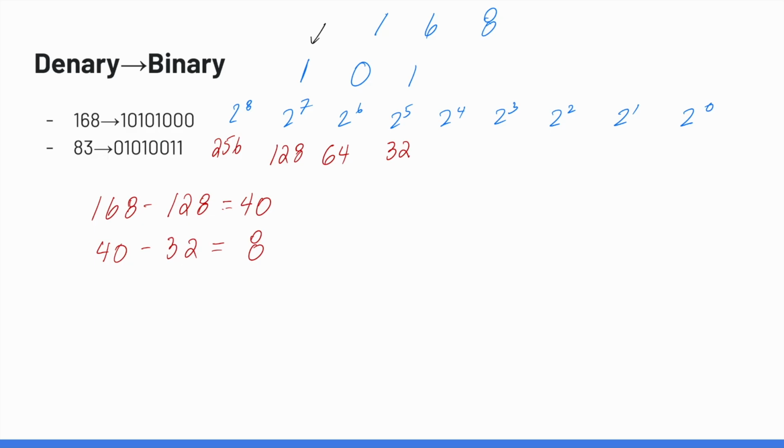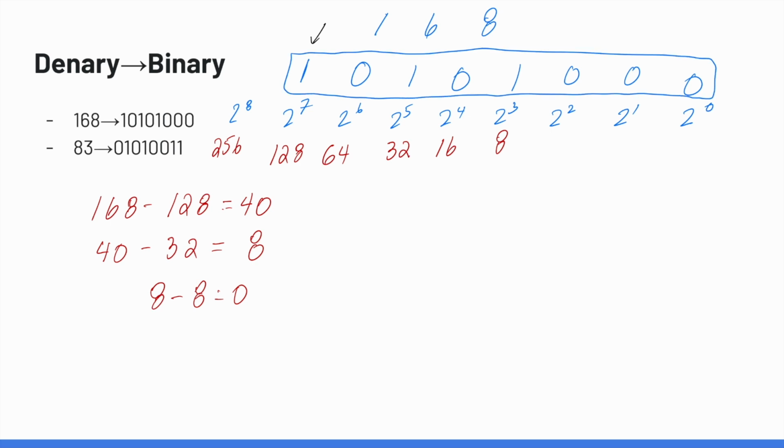So 2 to the 4th is 16, and 16 is too big for 8, so we can go ahead and put a 0 right there. 2 to the power of 3, however, is 8, and that's perfect, so we can put a 1 there. But 8 minus 8 equals 0, so we have nothing more to account for. So that means that the rest of the values are going to be 0. So this right here is going to be our answer. So let's go ahead and do another example.